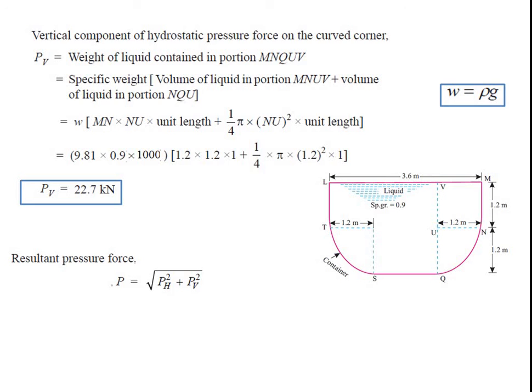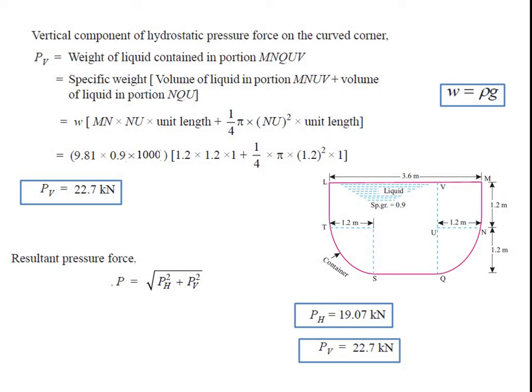So the resultant pressure force P can be given as root of PH square plus PV square. PH is 19.07 kilonewton and PV is 22.7. So P can be given as 29.65 kilonewton.